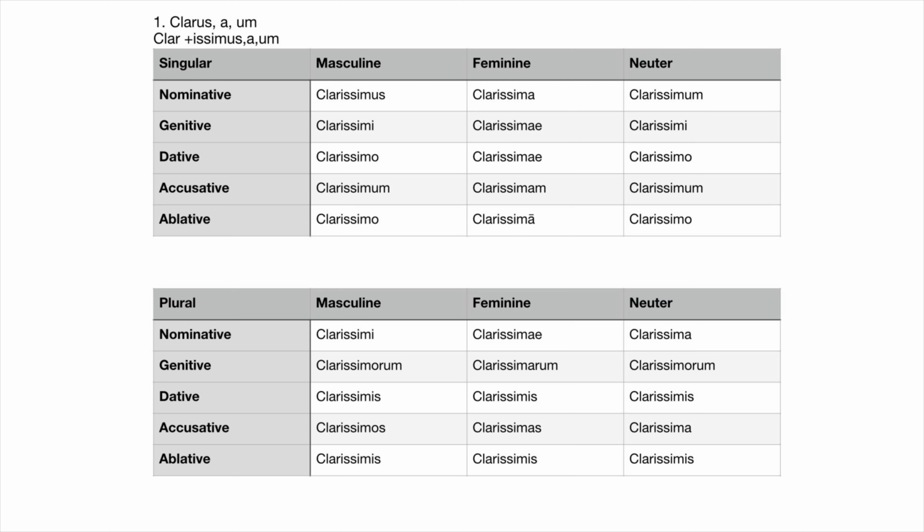Clarissimus, clarissimi, clarissimo, clarissimum, clarissimo. Okay, for the masculine singular. For the feminine singular, clarissima, clarissimae, clarissimae, clarissimam, clarissima. And the neuter, clarissimum, clarissimi, clarissimo, clarissimum, clarissimo. Okay, so really the declining here is very easy. Just the first and second declension endings that we know very well. We just have to remember to add our -issimus, -issima, -issimum.